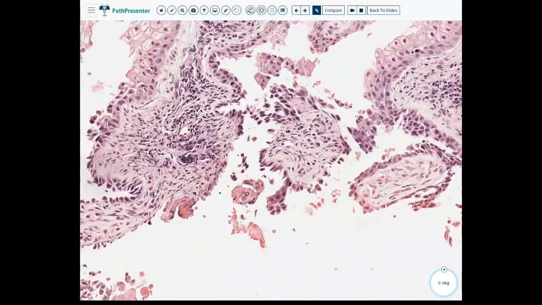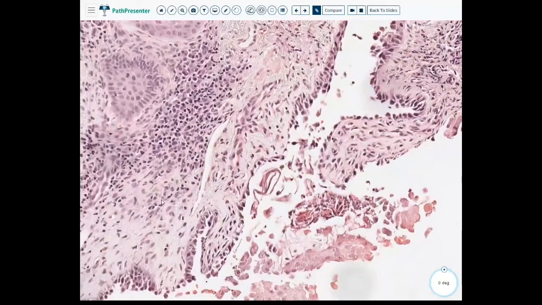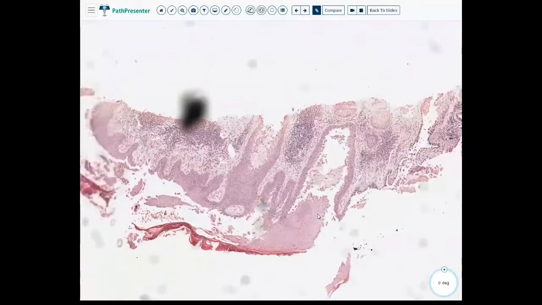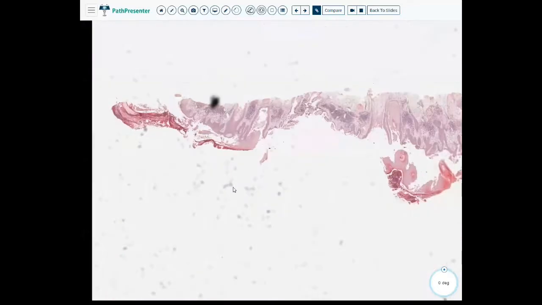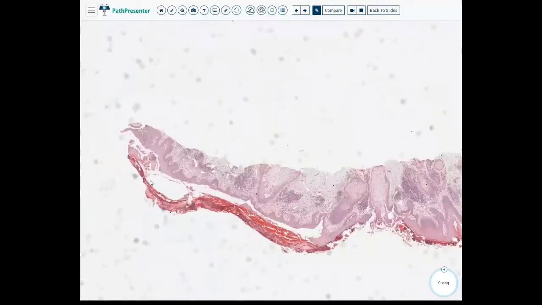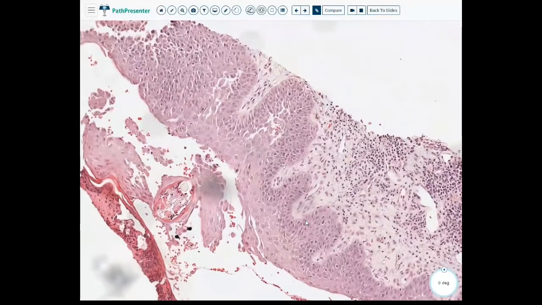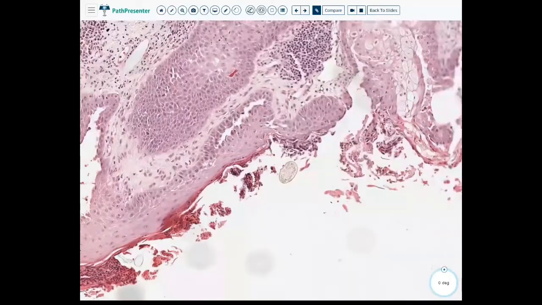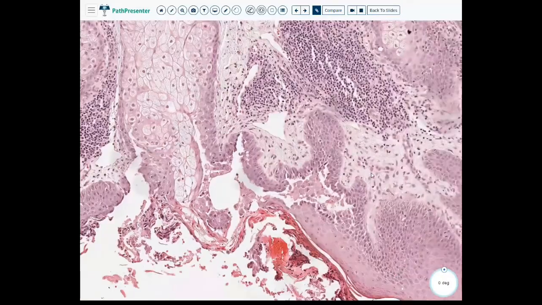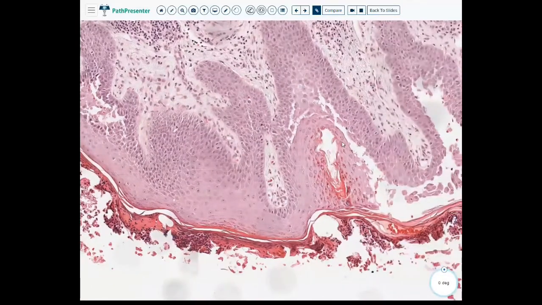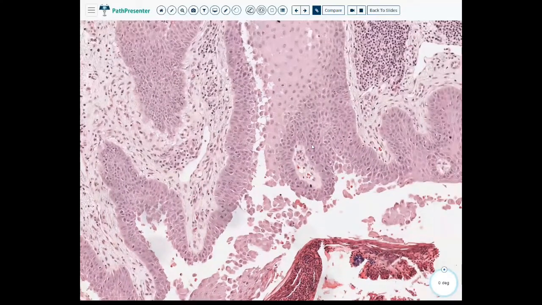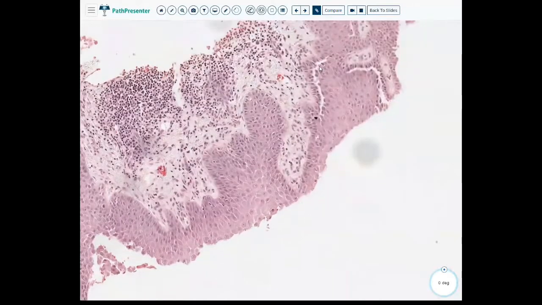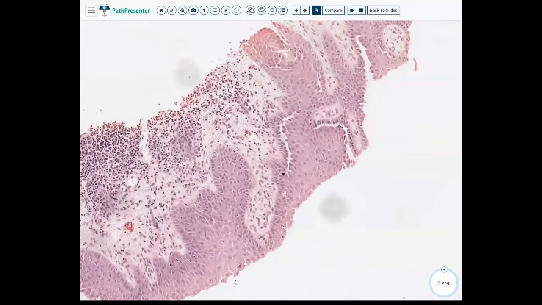So let's see, we have one more piece. Maybe that will be a really good example for us. And this is why I like these cases for the challenges, because these are difficult. So I think we already kind of saw the best of it. Oh, that's not terrible. You can see how it's clefting at the base. But this is pemphigus vulgaris.